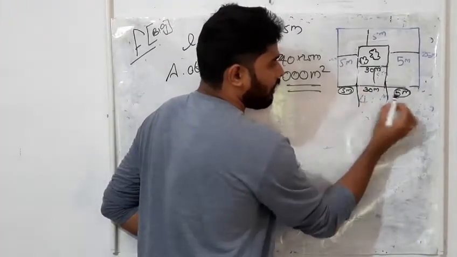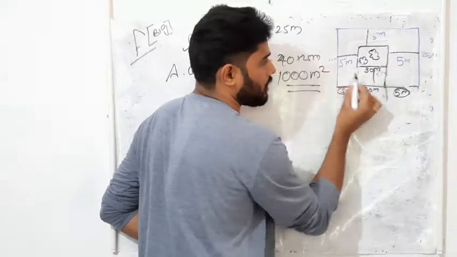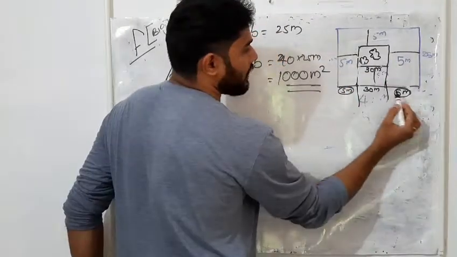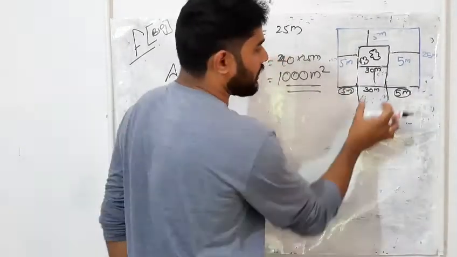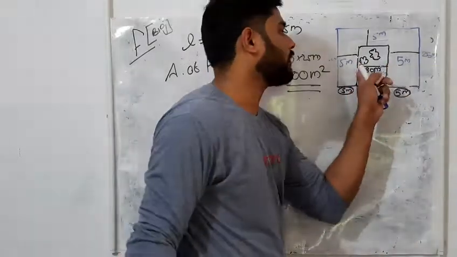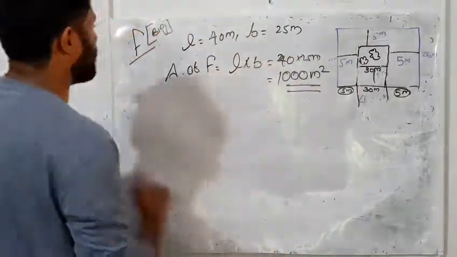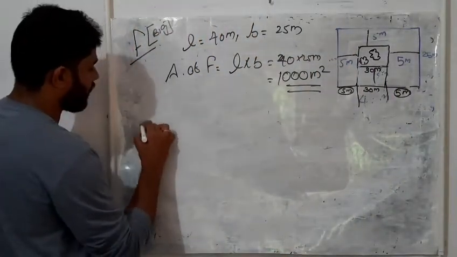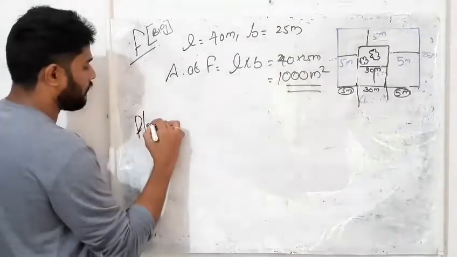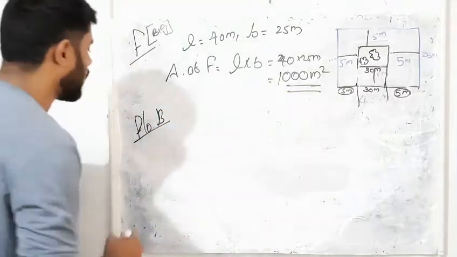Understood? 5, 5. How does the 5 come? From here to here same, here to here same. So this 5 and this 5 we are taking from the 40. The remaining is 30. This is equal to this side. That's why we got the length of the small rectangle, the flower bud, as 30 meter. Understood? So I am just writing FLOB. That means the flower bud.